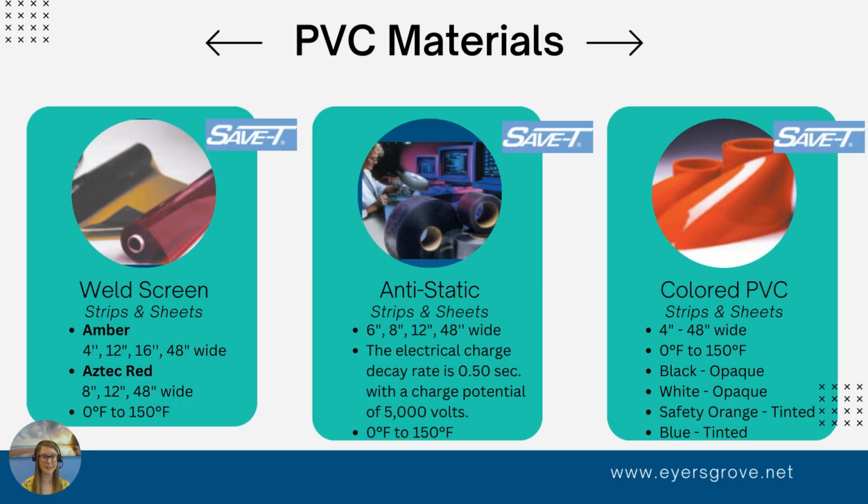for the low temp USDA strips and sheets. Now, like we were talking about in the beginning of the video, the weld screens. You can see here, these are going to be available in strips and sheets. For the amber colored, it comes in 4, 12, 16, and 48-inch wide strips. And then the Aztec red is going to be 8, 12, and 48 inches. These are rated for 0 to 150 degrees Fahrenheit. They are going to be either amber or the Aztec red transparent PVC, which is going to protect against the effects of the UV light emitted during arc welding.